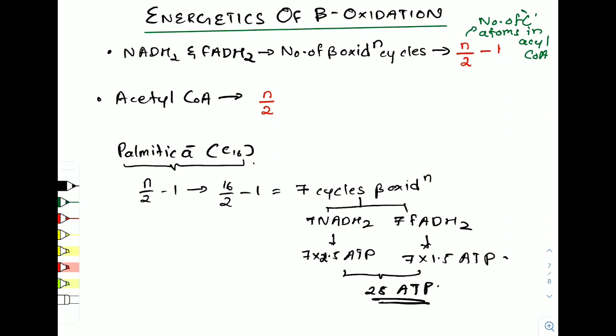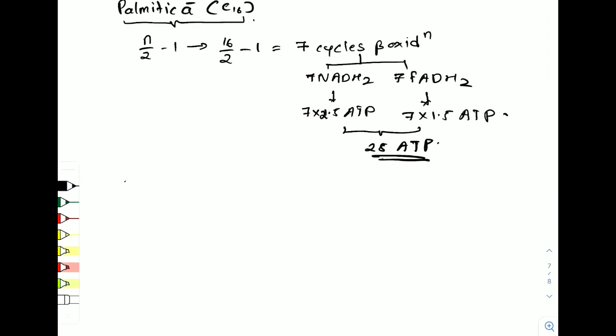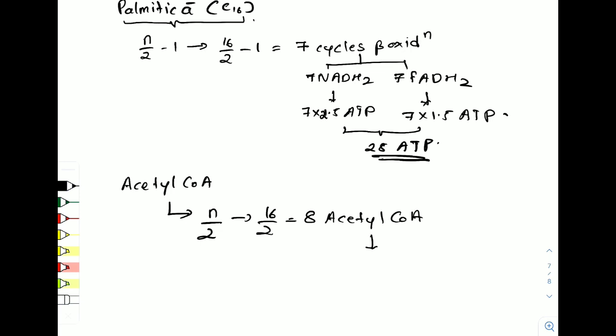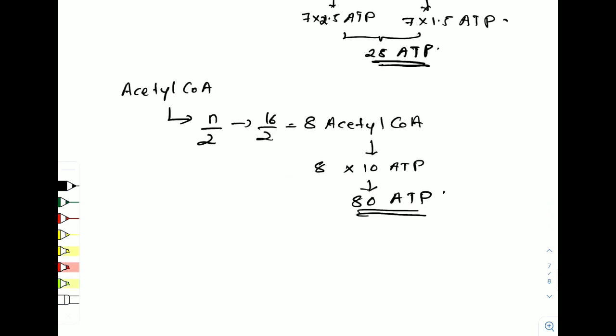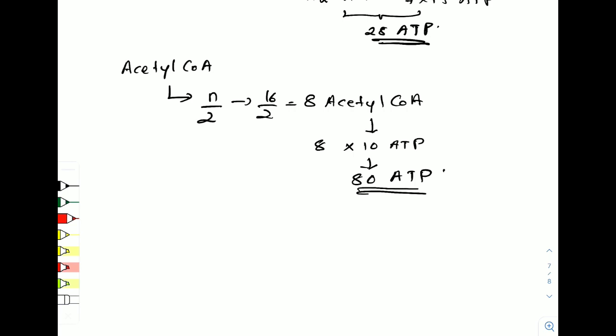And the number of acetyl-CoA can be found out by the formula N by 2. In this case it is 16 by 2, which is 8, and 8 acetyl-CoA is formed. We know that 1 acetyl-CoA enters the TCA cycle to produce 10 ATP. So 8 acetyl-CoA results in 80 ATP. So adding them both, we get a total of 108 ATP.